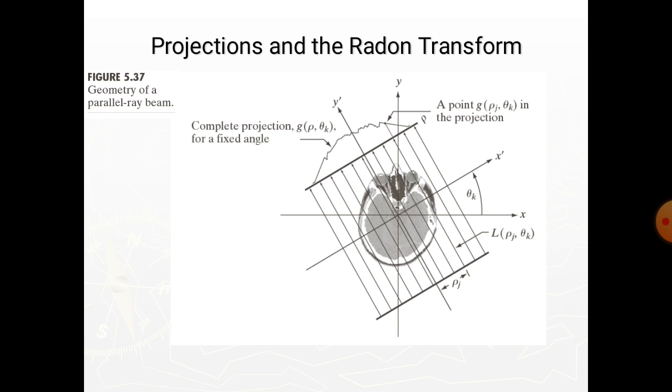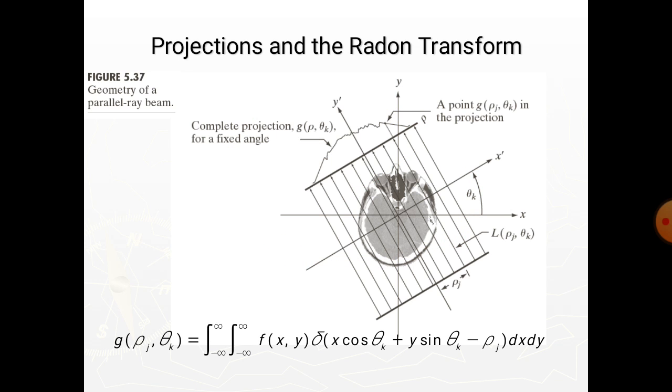So the projection of a parallel ray beam may be modeled by a set of such lines as here in this figure. So an arbitrary point in the projection signal is given by the ray sum along the line x cos theta k plus y sin theta k is equal to p of j, working with the continuous quantities for the moment.